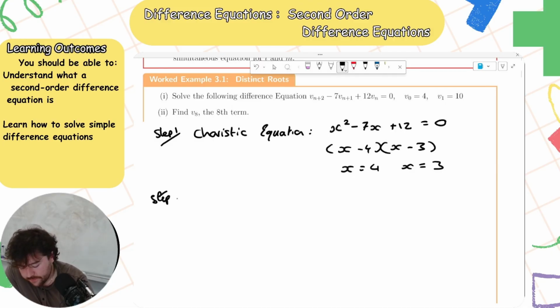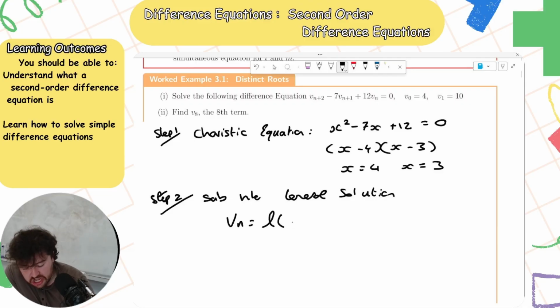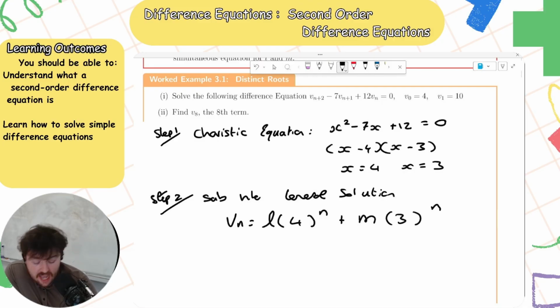So step 2: sub into general solution. So my general solution here is going to be Vn is equal to L times one of my roots, 4 to the power of n, plus m times the other root to the power of n. Again, you don't have to use L and m. You can use capital A and capital B if you prefer, or L and m. You can use whatever you prefer, but I'm just doing L and m.